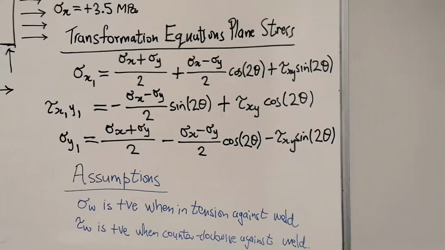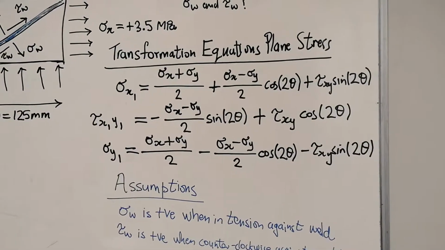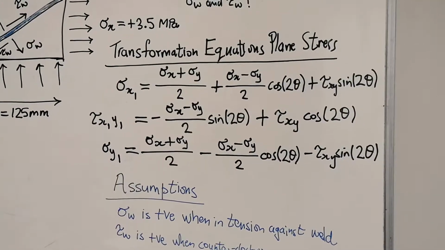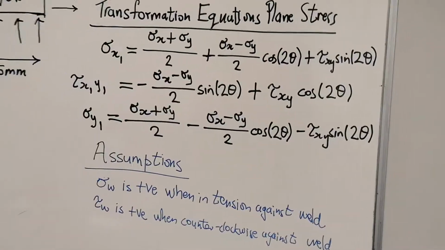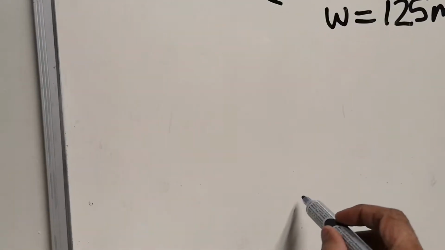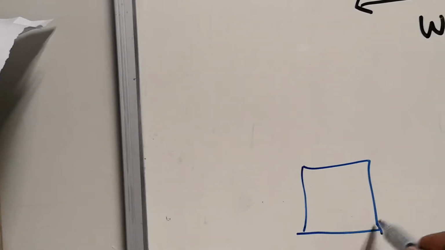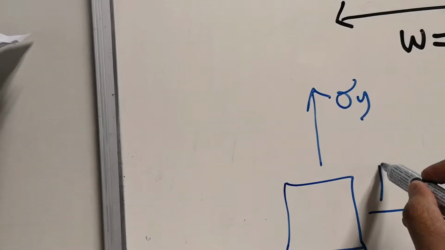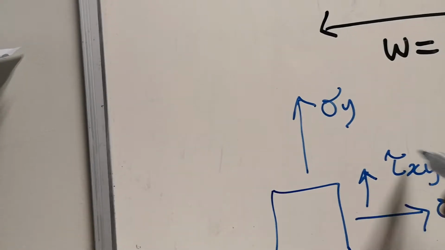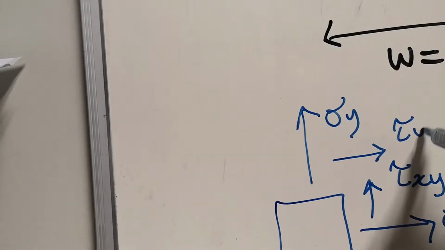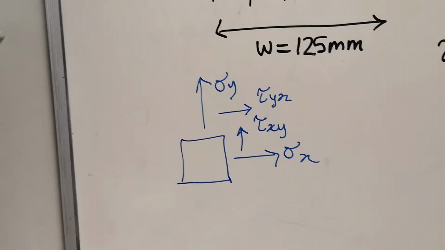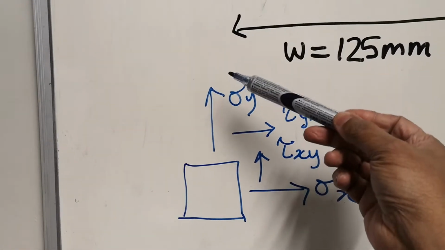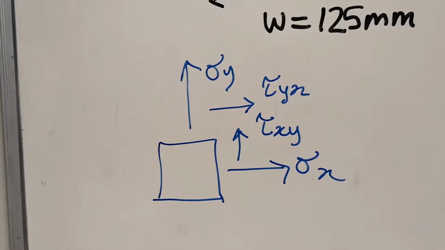If you look in your textbook, you find the following formulas for sigma x1, sigma y1, and tau x1y1. So recall the basic sign convention. You've got an element in the initial stress state. Okay, this is your initial element. You've got a stress in the sigma x direction, you've got a stress in the sigma y direction, and you've got shear stresses on the sides of them.